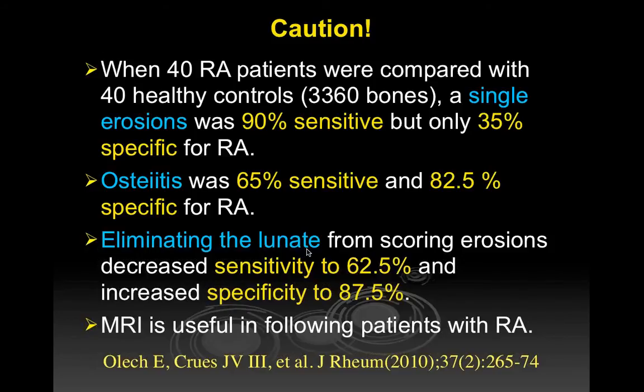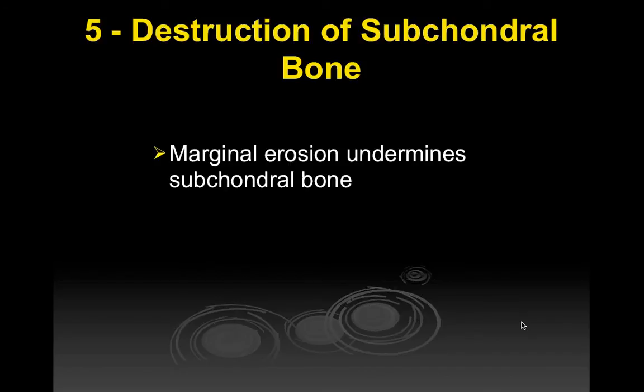If, however, we eliminated the lunate because of the high prevalence of ulnar abutment syndrome, sensitivity dropped, but the specificity went way up. A lot of the reasons why we have a low specificity for RA is, I think, that a lot of these patients had ulnar abutment, which was scored as an erosion. We concluded that MR was useful in following patients with rheumatoid arthritis because it was a more rational way to determine treatment. Next, let's go to bone destruction of the subchondral bone.